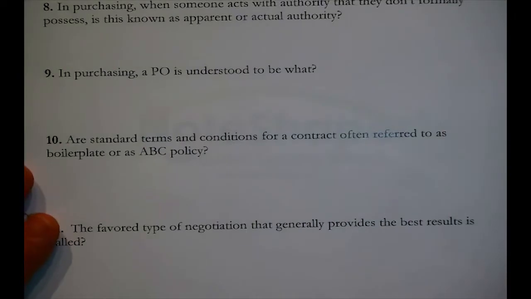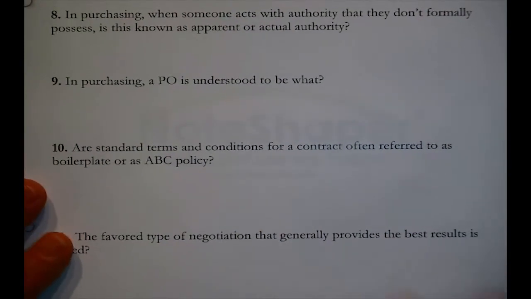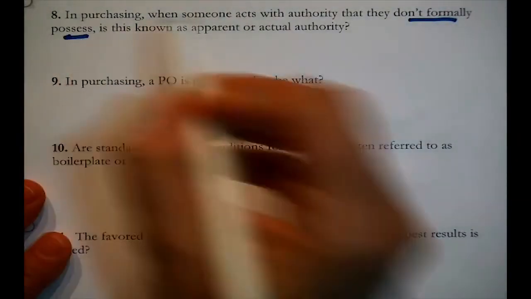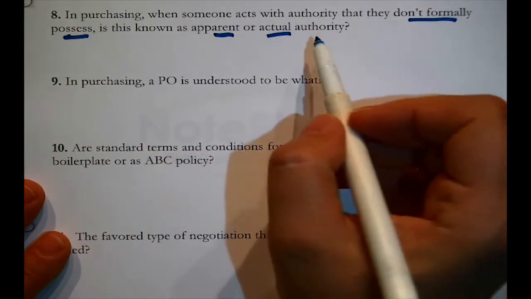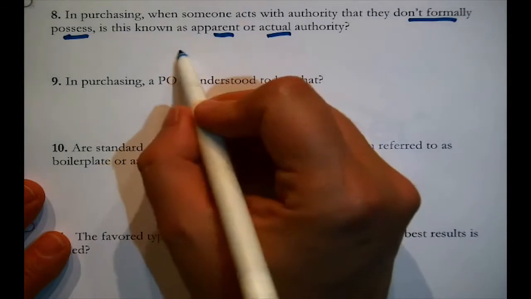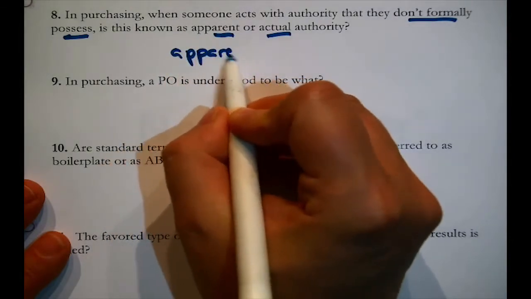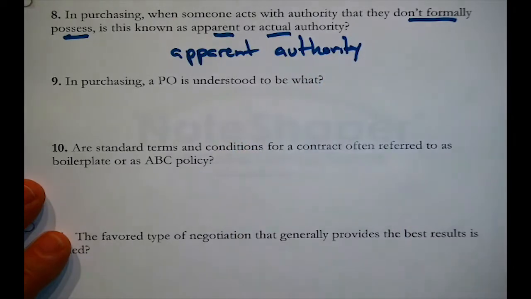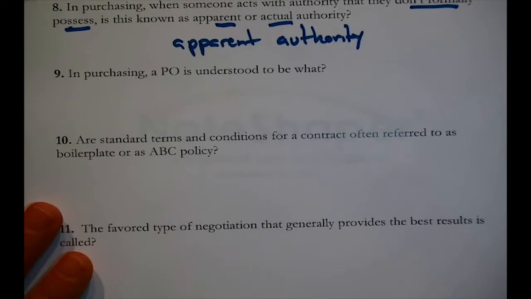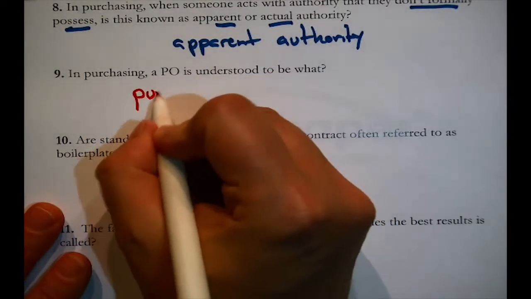In purchasing, when someone acts with authority they don't formally possess, this is known as either apparent authority or actual authority. If they don't possess it, it can't be actual authority. It must be apparent authority. And let's see what else. In purchasing, a PO is understood to stand for purchase order.